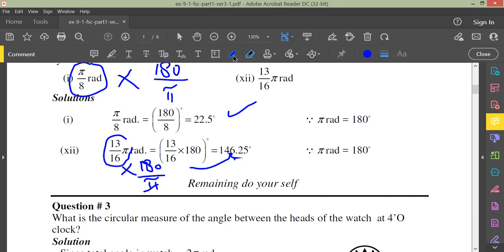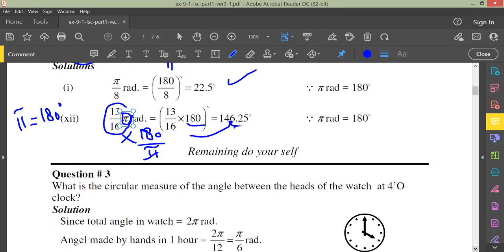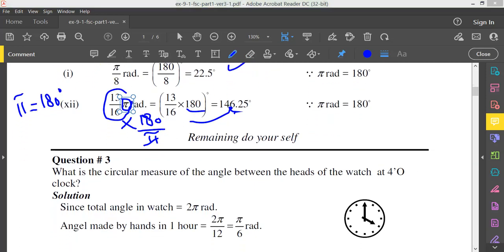Another procedure is that we can write the value of pi, which is 180. Pi radian is equal to 180 degree. So if we write the value of pi as 180, our final answer will be 146.25. So this was the procedure for question number 2. After question number 2, we will discuss question number 3.